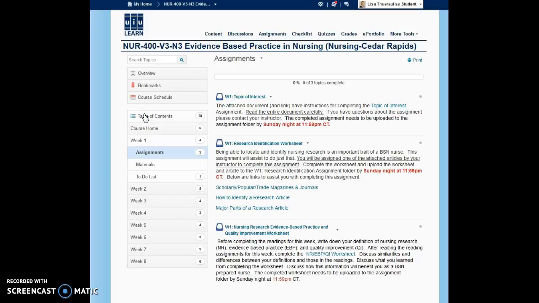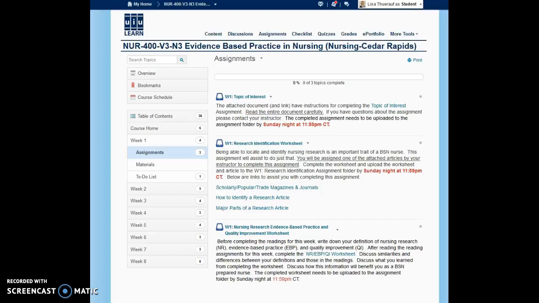The assignments for week 1, there's 3 different assignments. There's the topic of interest, the research identification worksheet, and then the nursing research evidence-based practice quality improvement worksheet. So your topic of interest, there is a document here. You click on this link and the document will open up and it gives you all the information that you need to know about the topic of interest. In this course, you will pick a topic of interest to you. So anything related to currently where you're working that's nursing related, and you're going to use that topic for all other assignments in this course. So that's the importance of the topic of interest.